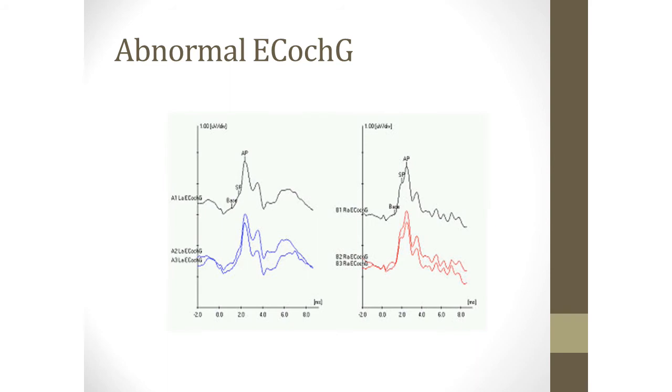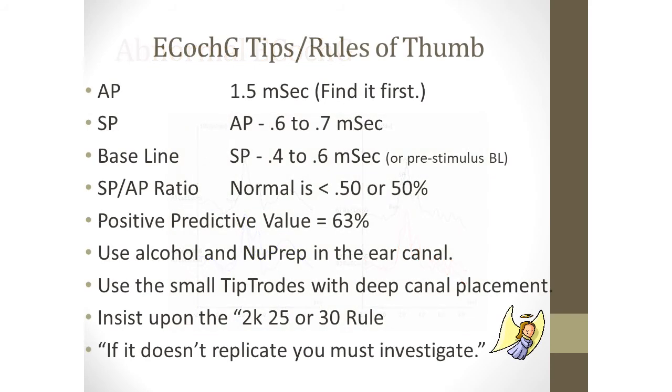Here's an abnormal case. Notice in the left ear, there's a clear summing potential here, and this summing potential is clearly less than half of the amplitude of the action potential. But look at this on the affected side in Meniere's. Baseline to summing potential way up here, and baseline to action potential, and you end up with an SP/AP ratio of greater than 0.5. That's what makes it abnormal.